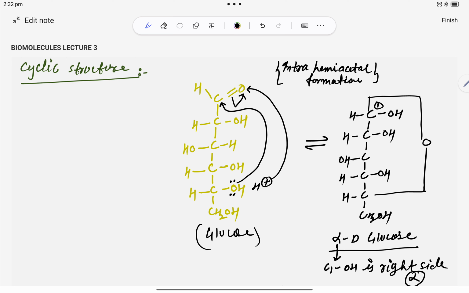That attack is possible from the back side also, children, yes or no? In the case of backside attack, only at the first carbon position the OH will be changed. Check it. Carbon 1 2 3 4 5 6, 1 2 3 4 5 6, last carbon CH2OH. On carbon number 1, the position of OH is changed, remaining as it is.